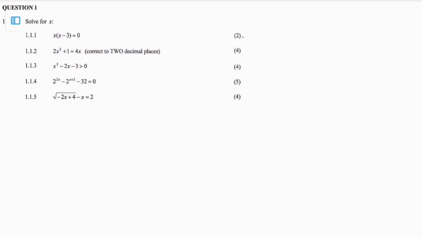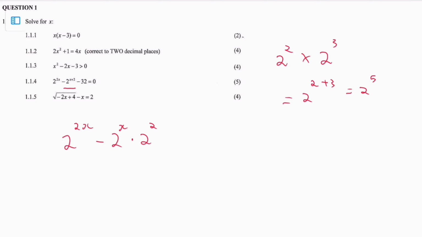Okay, let's do 1.1.4. This one is 5 marks, 5 very easy marks in my opinion. The main thing you should see here is the 2 to the power 2x. With this over here, 2 to the power x plus 2, you should know this is just 2 to the power x times 2 squared, because if I say 2 squared times 2 to the power 3, that is the same as 2 to the power 2 plus 3, which equals 2 to the power 5.